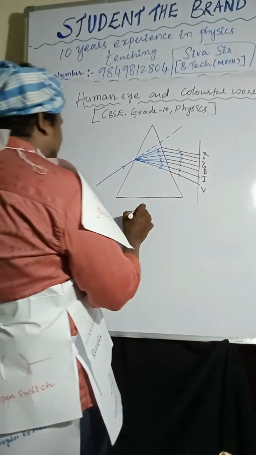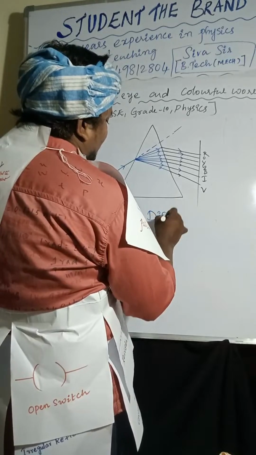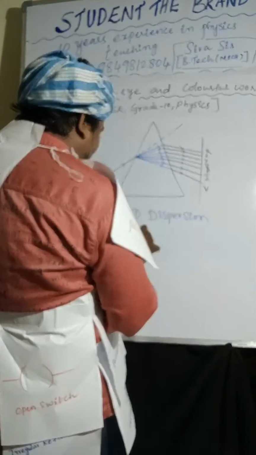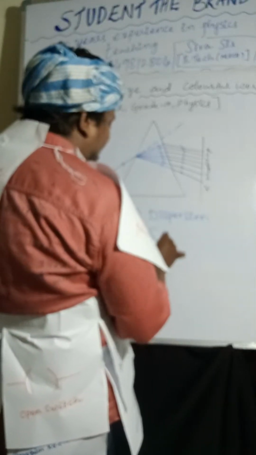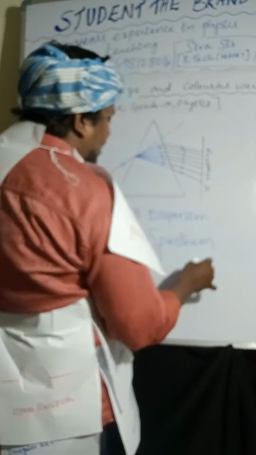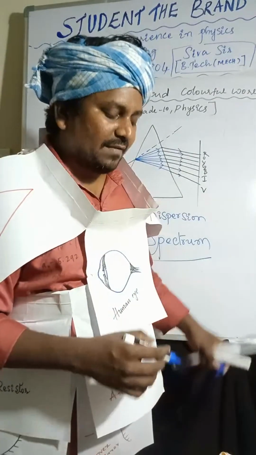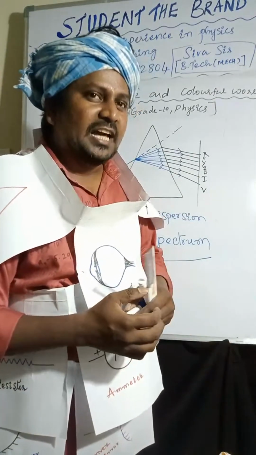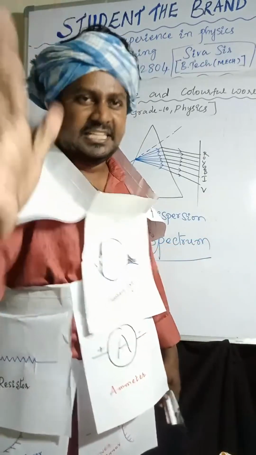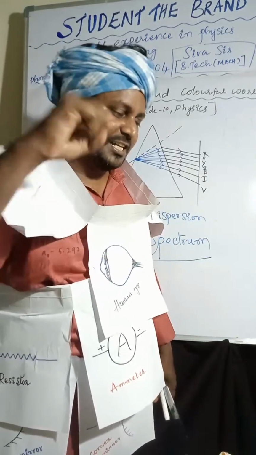So there are two points. Point number one, dispersion. Point number two, spectrum. What is dispersion? Splitting of white light into its constituent colors is known as dispersion.